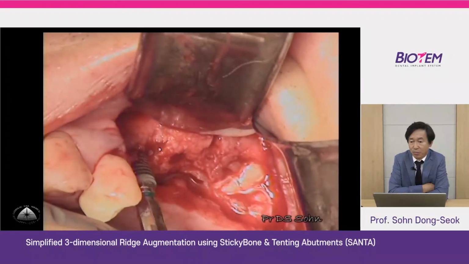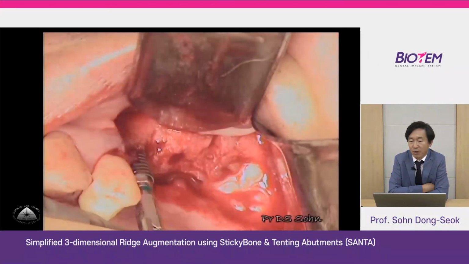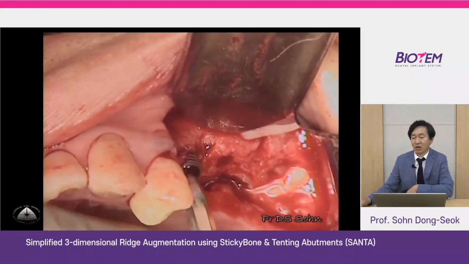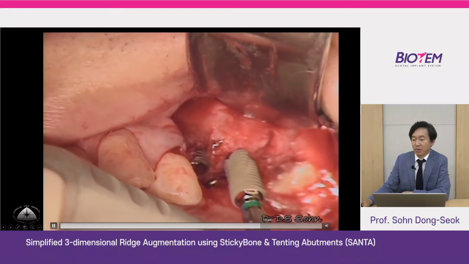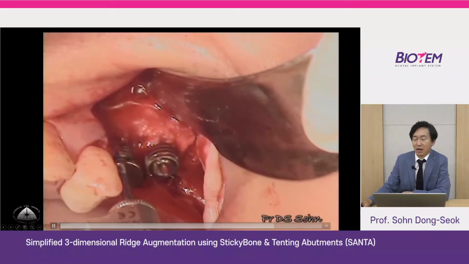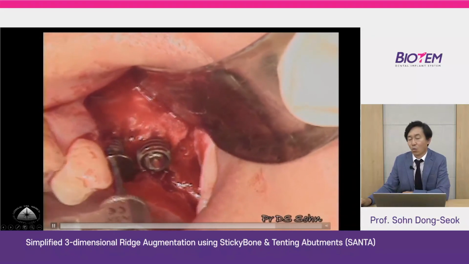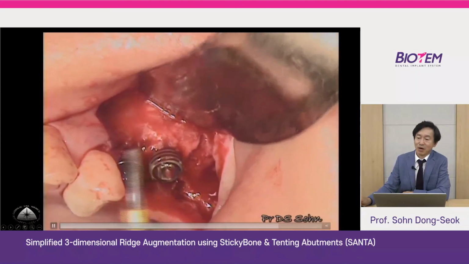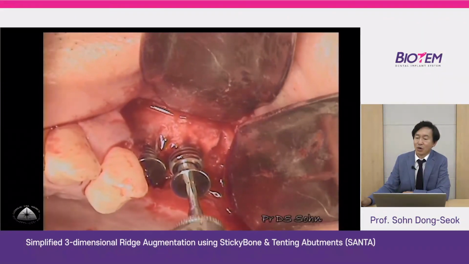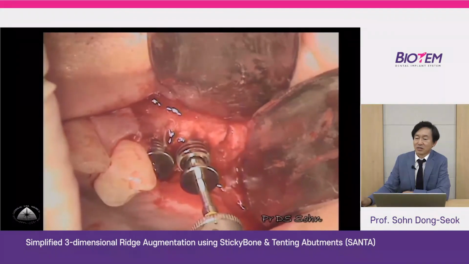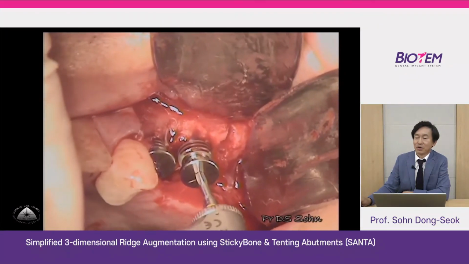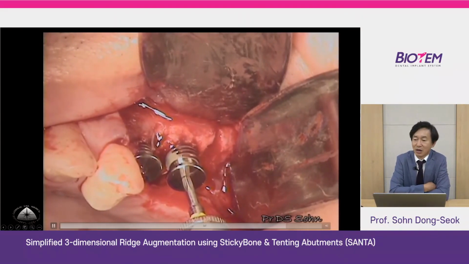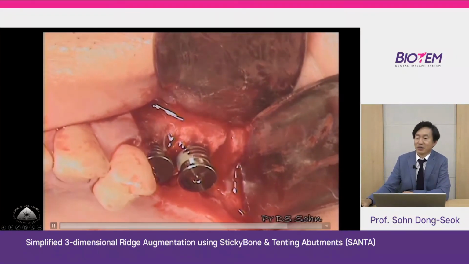I should prevent possible post-operative sinusitis in this case, 100%. So two Biotem implants were placed, and Santa 1 was placed on the second molar implant, and Santa 2 was placed on the first molar. Initial stability of the implant was not strong, as shown on this video.